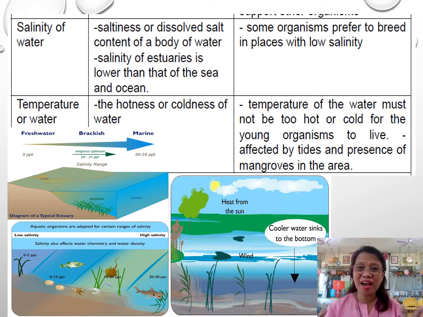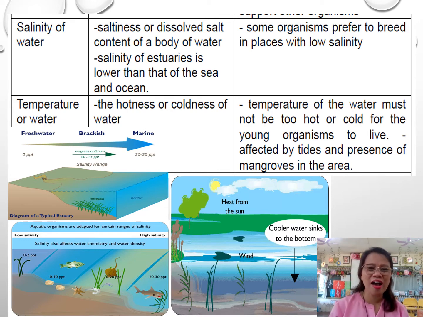But when they meet, the water in the estuary is different from the sea, because there is mixing of fresh water. So the salinity, the saltiness, or dissolved salt in the estuary is lower than that of the sea; the sea is saltier, how much more the ocean. So some organisms prefer to breed in places with low salinity. Daghay mga organism nga mo itlog, mo daghan sa mga parts sa dagat nga dili kaayo parat.